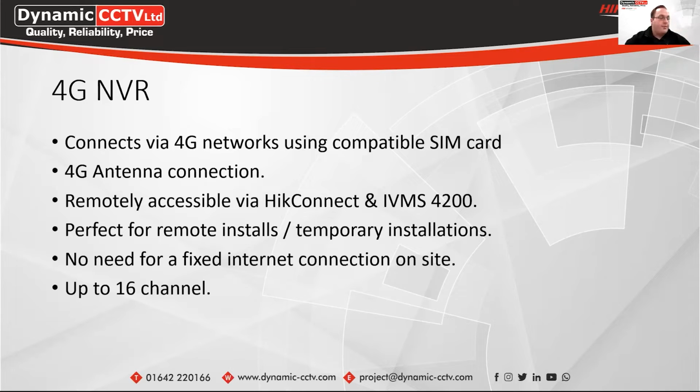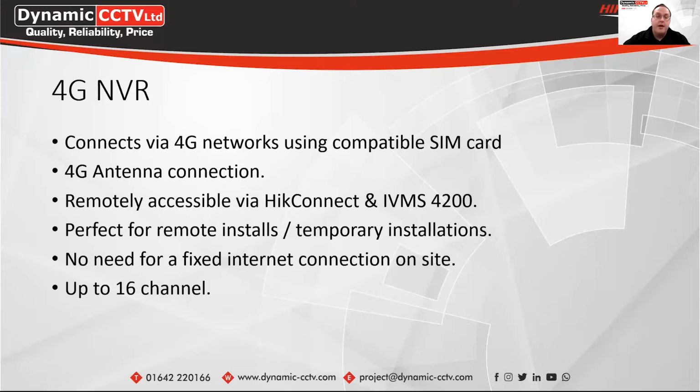With this, there's no need for a fixed internet connection on site. And there's also SMS connection as well. So you can configure the NVR to send alerts if the unit goes offline or if a camera drops off, and those can be sent via SMS text messages, which we've demoed in one of the YouTube videos that we've done covering the 4G NVR, which I'll send a link to when I send the slides out after this video. And these are available in up to a 16-channel K-series 4G NVR unit.